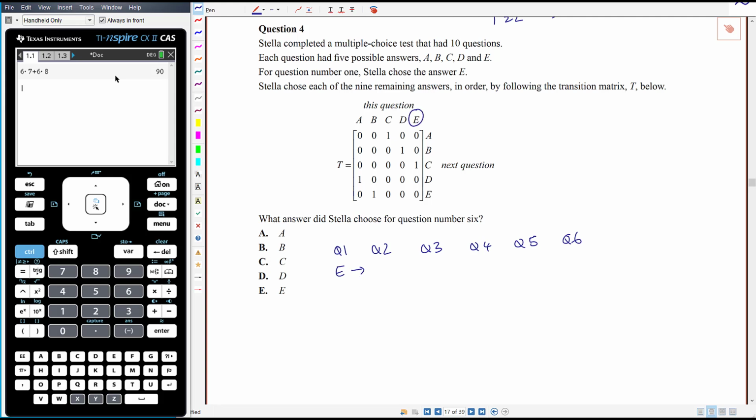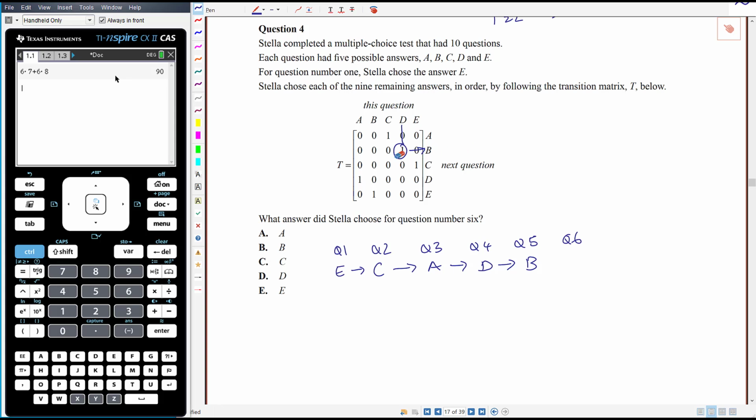So if this question is E, her next question will be C. So she'll go from E to C for question 2. Then where does she go from C? From C, she goes to A, so question 3 would be A. Then from A, she goes to D, so question 4 would be D. And then from D, she goes to B, and so question 5 would be B.